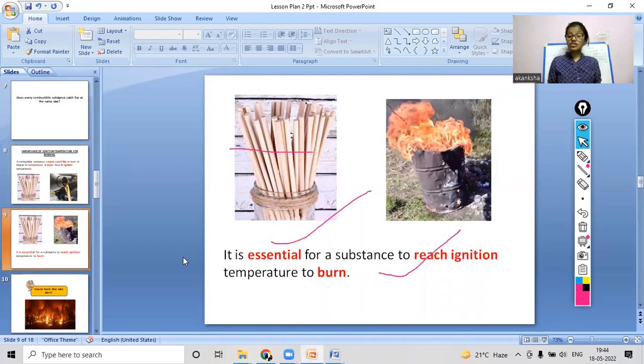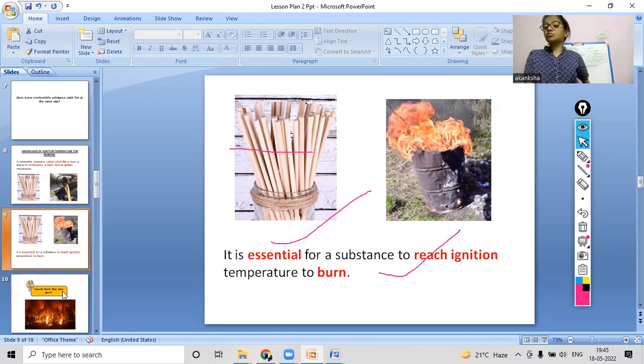It is essential for a substance to reach its ignition temperature to burn. The statement says this because we just performed an activity where I took this mask and kept it on a hot laptop, but it did not burn. Why? Because the heat emitted from the laptop was not enough. The heat of the laptop has not reached the ignition temperature for this mask to burn. So this was one example.